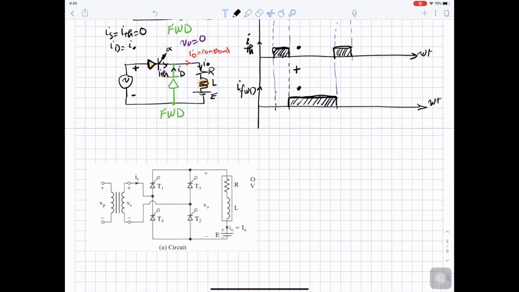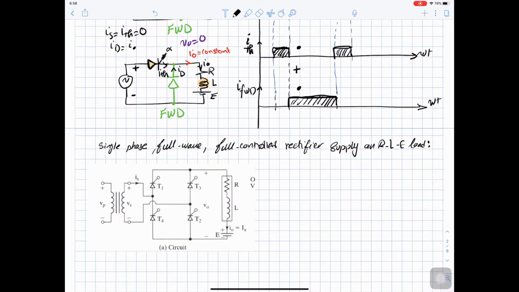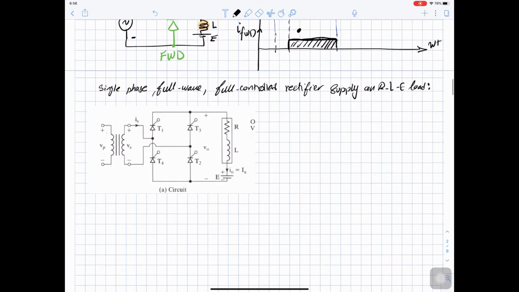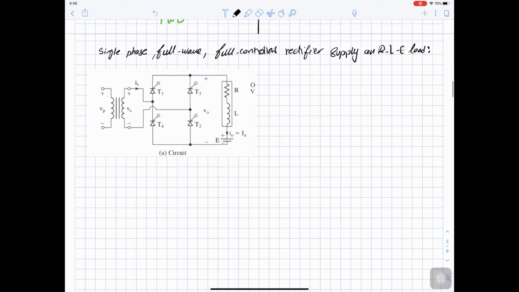So now we will start a single phase full wave fully controlled rectifier, with supply and RLE load. And RLE load is a generic case, which is similar to having a DC motor.